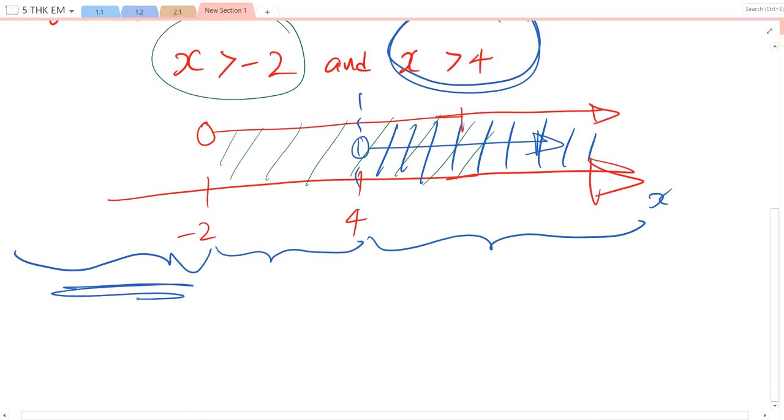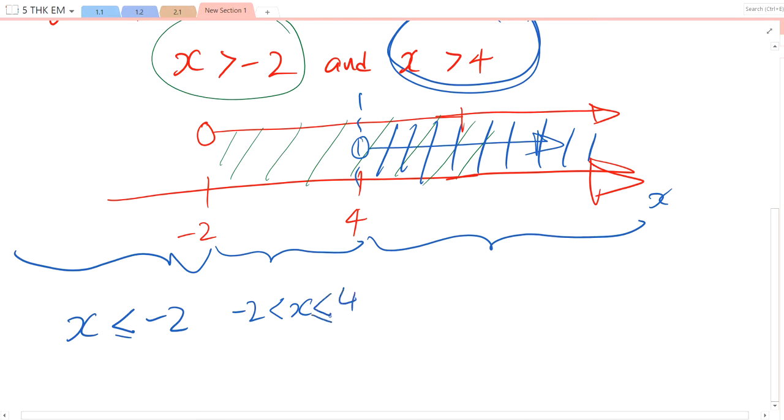This region, the first one over here, what shall we describe it as? X is less than negative 2. Is it less than or equal to? Less than or equal to, okay? Because this portion over here, we're going to call it X. How do you describe this region? X is greater than negative 2, but it is smaller than 4. Okay, let's call it smaller than or equal to 4. How about this part? X is greater than 4. Get it? So you are supposed to be able to identify which one you are going to use.